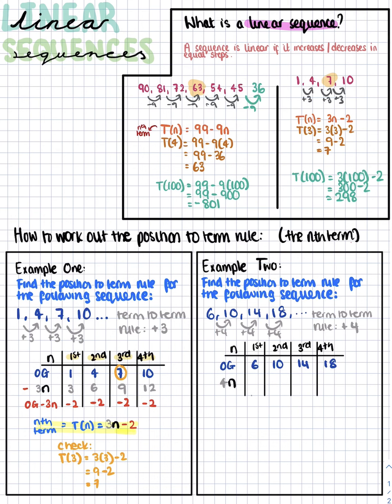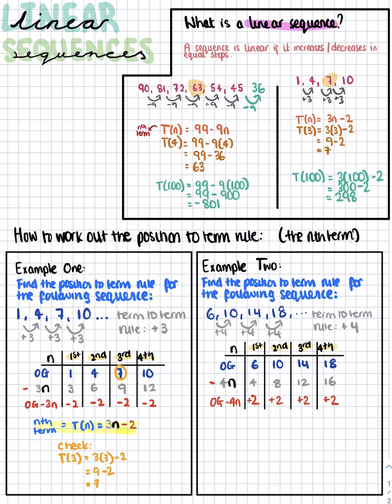So to fill in this column, because n is 1, we're going to do 4 times 1. Then n is 2, so we're going to do 4 times 2, then 4 times 3, and then 4 times 4. And our final step and our final row is to do our subtraction. So we're taking our original and we're subtracting the first part of our sequence, which was 4n. 6 minus 4 is 2, and it's positive, so I'm going to write plus 2. 10 minus 8 is also 2, so is 14 minus 12, and 18 minus 16.